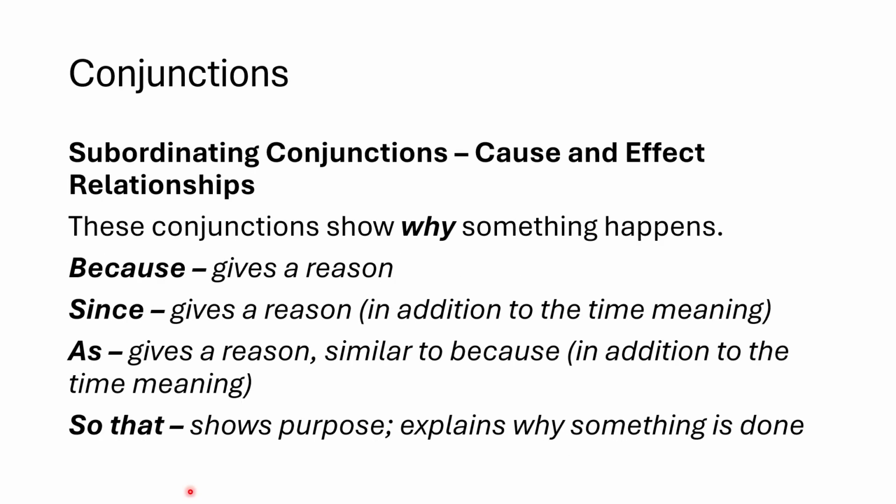These subordinating conjunctions show cause and effect relationships. They show why something happens. Because gives a reason. Since gives a reason. This is in addition to the time meaning. As gives a reason. It is similar to because, and it's in addition to the time meaning as well.